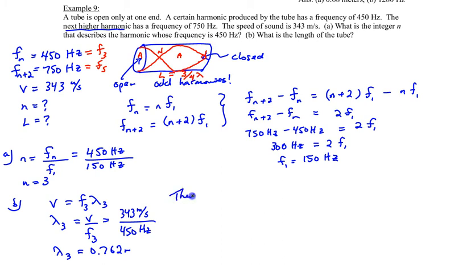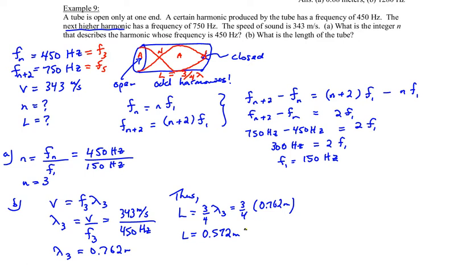So thus, the length L is equal to 3/4 of the wavelength that we just found, wavelength 3. So we'll have 3/4 of 0.762 meters, and this will give you an answer of 0.572 meters.